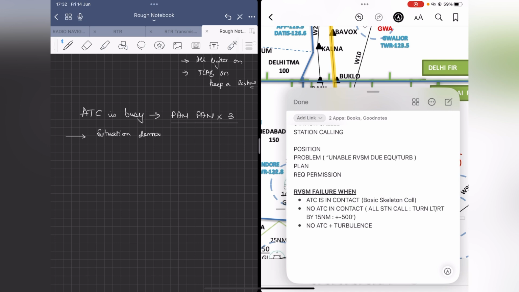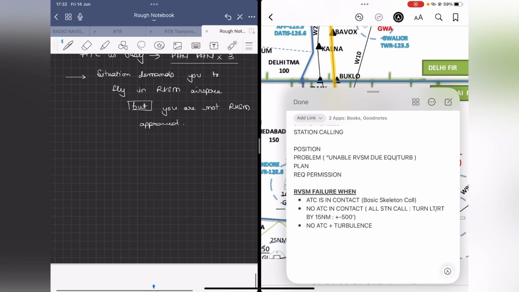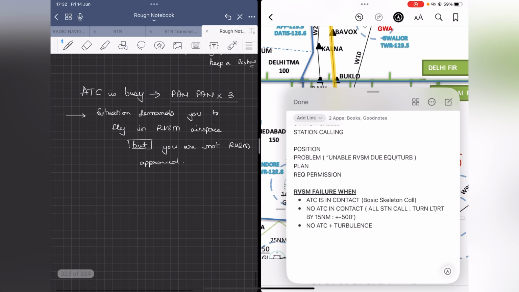Okay, to fly in RVSM airspace, but you are not RVSM approved. Okay, you can definitely fly. Okay, remember, you can fly in RVSM airspace with your RVSM equipment failed, but in that case you individually will be following conventional vertical separation minimas.